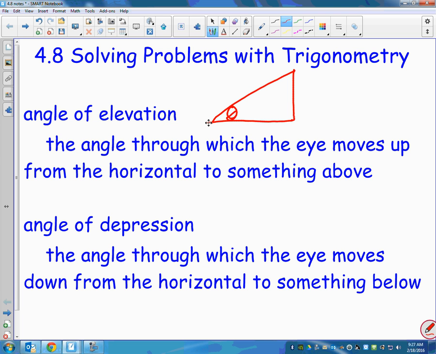But it is the angle through which the eye moves down from the horizontal to something below. So if I was standing on top of a building looking down, then the angle that I was looking down is the angle of depression. But it's from like this imaginary horizontal line. So if I was on top of a building, and I was looking down, again, we're going to pretend that it's just top of the building. Right? It's not this angle here, which is a mistake that people make. It's the angle, if you imagine drawing a horizontal line out, it's this angle right here.